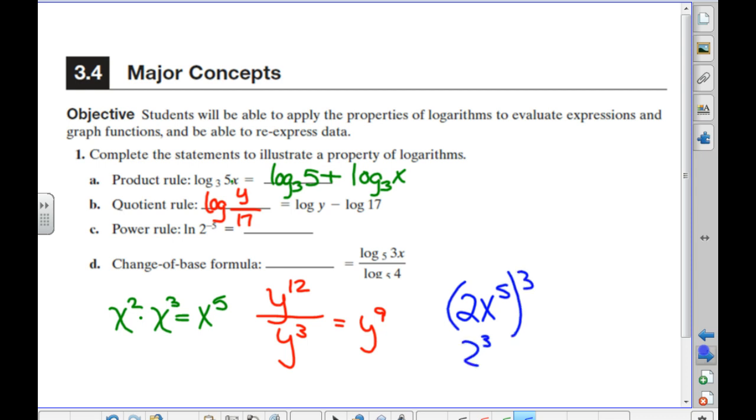Okay, you get a 2 to the 3rd and x to the 15th when you do that problem. You multiply those. So you move this out as a multiplication. Becomes -5 times the natural log of 2.